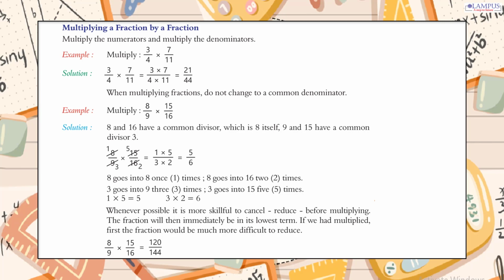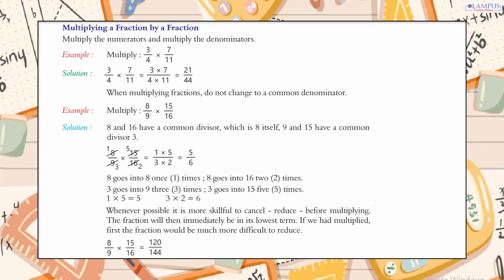Example. Multiply 8/9 and 15/16. Solution. 8 and 16 have a common divisor, which is 8 itself. 9 and 15 have a common divisor 3. 8/9 multiplied by 15/16. 8 goes into 8 once. 8 goes into 16 2 times. 3 goes into 9 3 times. 3 goes into 15 5 times. Equals 1 multiplied by 5, whole divided by 3 multiplied by 2, equals 5/6. 1 times 5 equals 5, 3 times 2 equals 6.